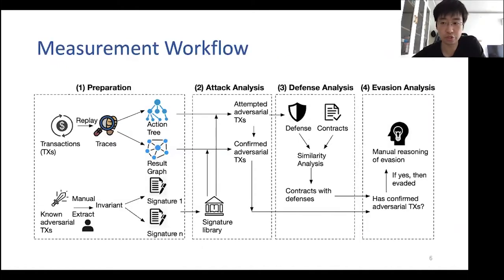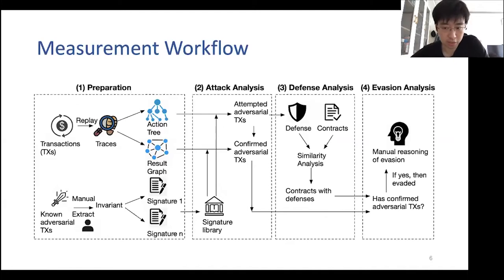Our measurement workflow is shown like this. We first collected all the traces of each transaction. Each trace depicts the inter-contract behavior of a transaction. We use these traces to build two special structures, the action tree and the result graph. The action tree is an ordered tree-like structure which shows the behavior of a transaction, and the result graph shows the consequences it caused, such as Ether transfer, token transfer, or contract ownership changes. We manually generate signatures from collected real-world attacks and use them to match the action tree and result graph and locate adversarial transactions.